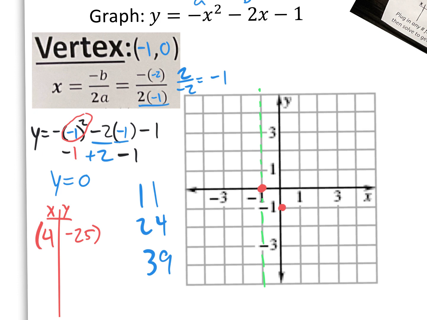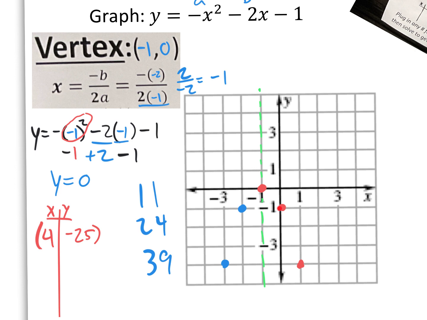Then back to the vertex and go 2 over, 1, 2, 3, 4 down, put a dot right there. And if you try to go 3 over, 9 down, you're off the graph, so we're not going to do that point. Okay. You could map them over to the other side, or you should, right there and right there.